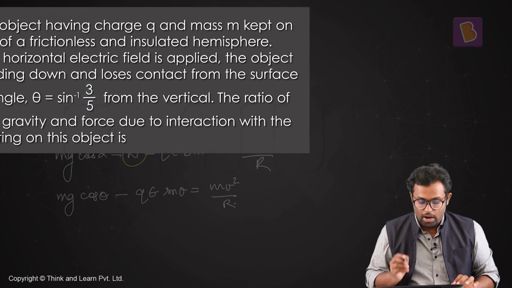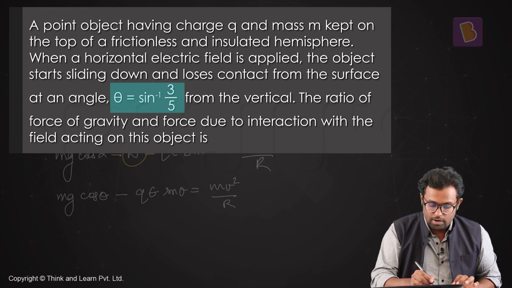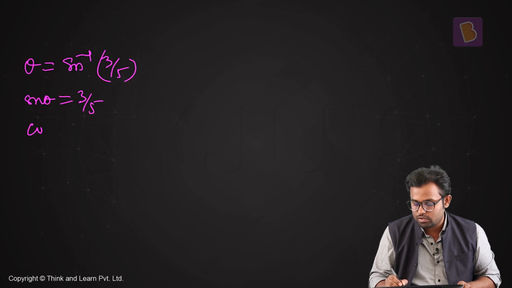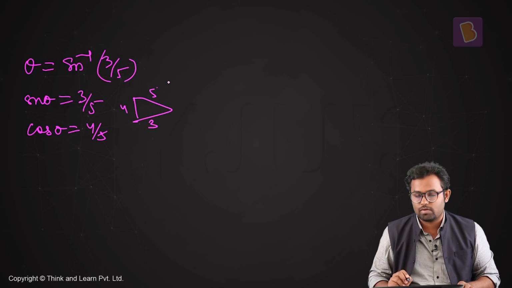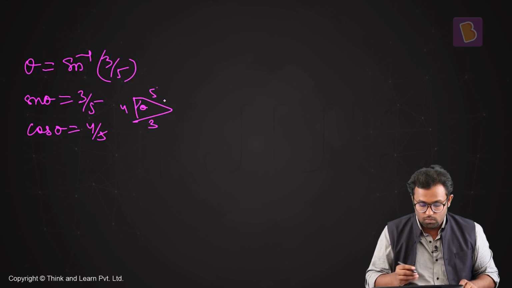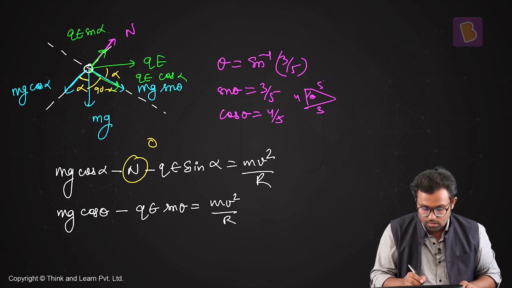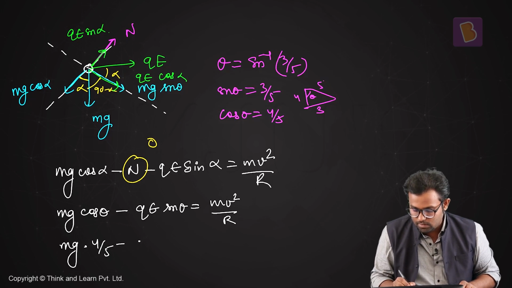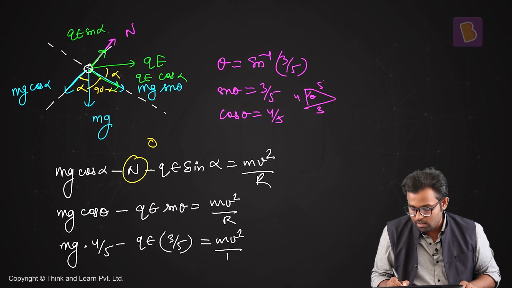Right? Now I know the value of theta. The value of theta which is given to me is equal to sine inverse of 3 by 5, right? That makes sine theta equal to 3 by 5, and if sine theta is 3 by 5, cos theta you can find out to be 4 by 5 from a 3, 4, 5 triangle, right? From a 3, 4, 5 triangle, this angle is theta, then sine theta is 3 by 5, cos theta is 4 by 5. Now this becomes mg times 4 by 5 minus QE times 3 by 5 equals mv square by R.